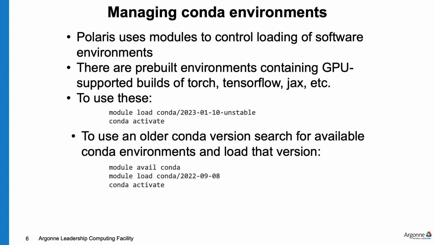If for any reason you need to use an older conda version because of a package that you need, you can load an older version. You can search for the conda environments available as modules by doing module avail, which shows what environments can be loaded, and then just load the environment you want. Then you do conda activate, and that will let you use the Python programs in that environment.